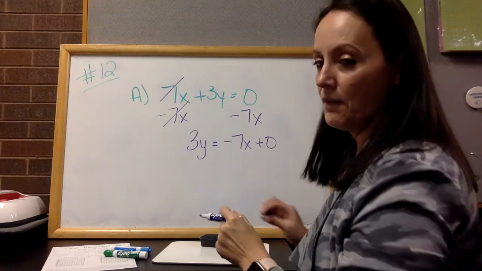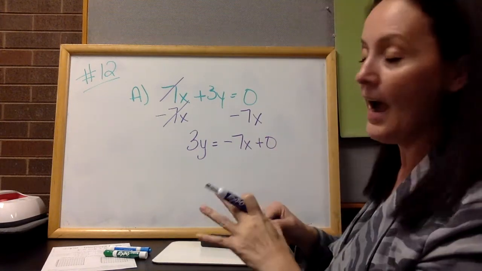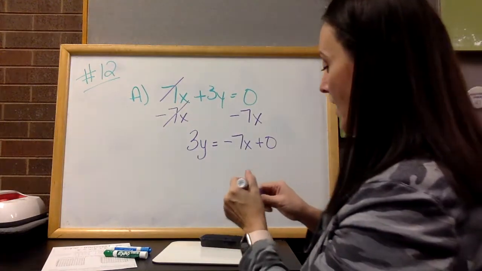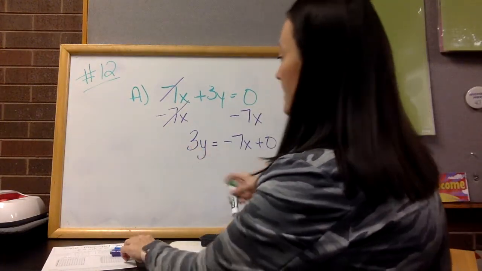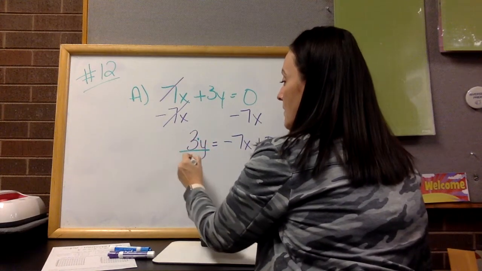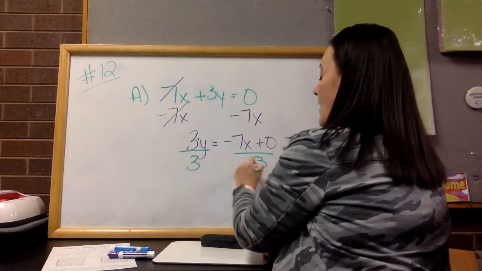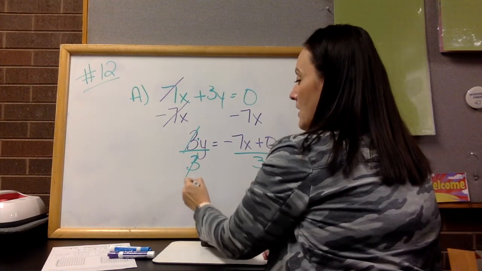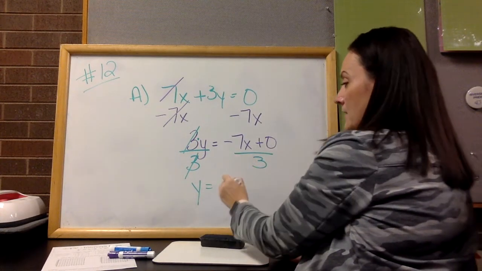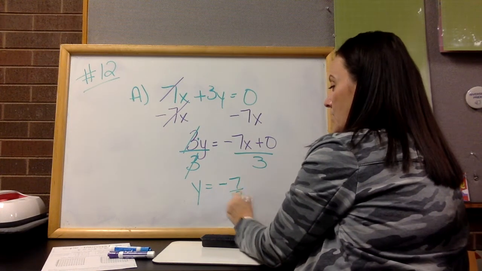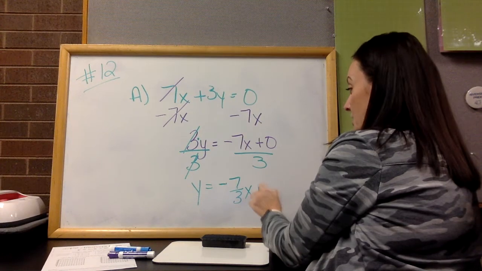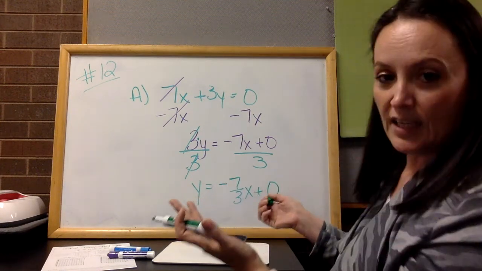You could put that 0 in there if you would like. I'm doing that right now just because it's a placeholder for you, so it keeps you all lined up. The last step here is, again, to get rid of that 3. That's a times, so I'm going to divide by 3 there and divide by 3 there. 3 divided by 3 gives me the 1y. On this side, a negative divided by a positive is a negative 7/3 x. And 0 divided by any number is just 0.